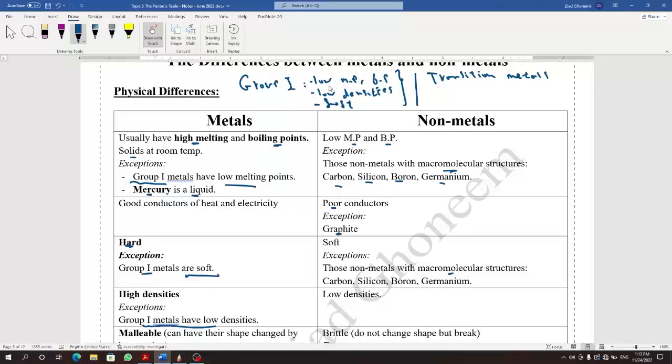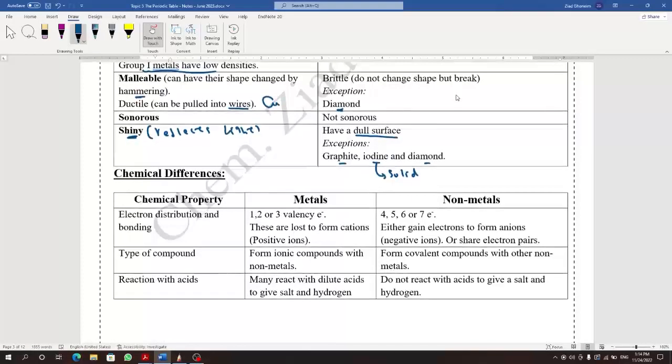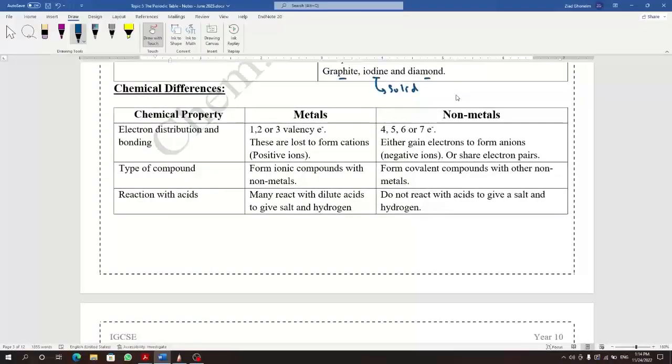So sodium has a low melting point and boiling point, while iron will have a high melting and boiling point. Sodium has low density, iron has a high density. Sodium is soft while iron is hard. The other properties are common properties between these two, so you can't use them to differentiate between group 1 metals and transition metals. Now let's talk about the chemical properties.